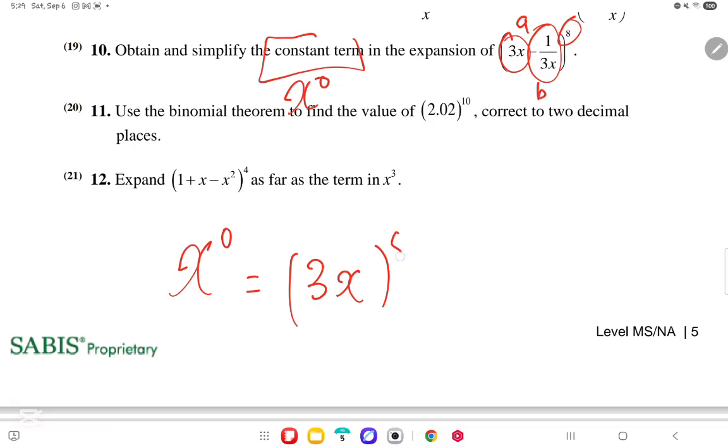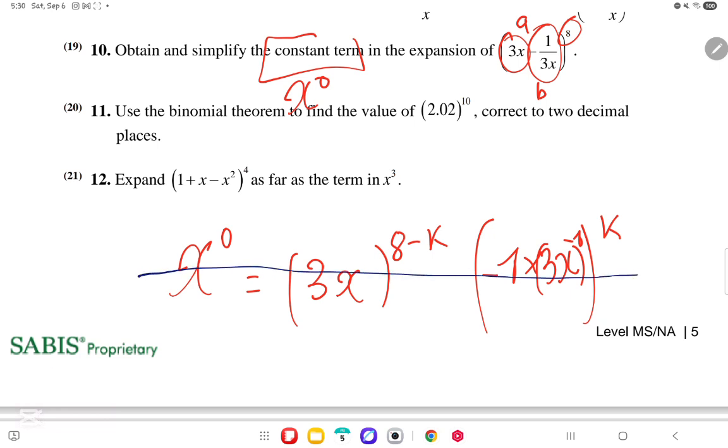8 minus k times minus 1 over 3x to the power of k. Now we need to find what? Oh yeah, first thing, we cannot leave any x in the denominator. We'll need to move it to the numerator. So it will be 1 times 3x to the power of minus 1. Okay, so this is all to the power of minus 1. Now, what do we do? We cancel out the x, okay? So what is left? The exponent 0 is equal to 8 minus k.